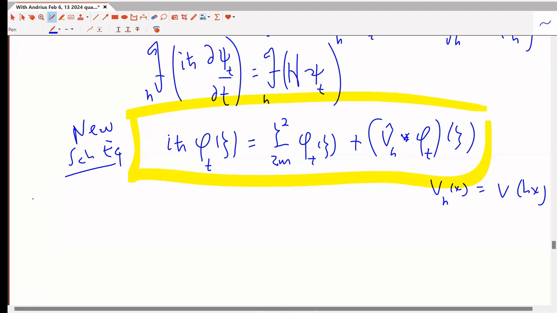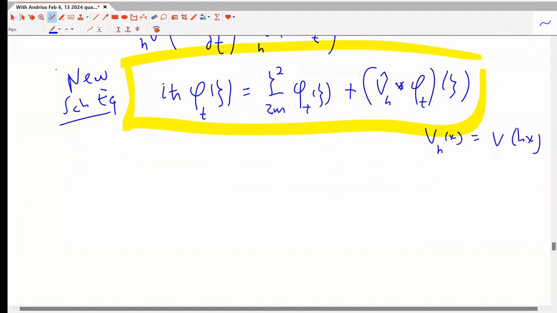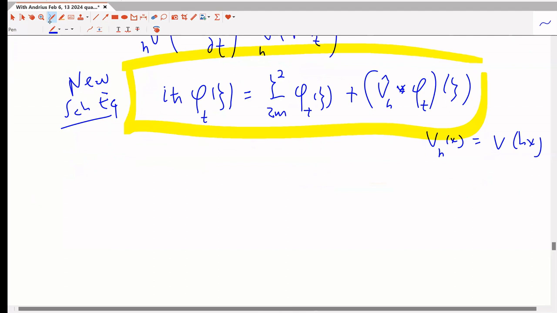Okay. So what is this zeta? Is there some way of interpreting zeta? Well, it sure looks like, in free space, zeta squared over 2m, which makes you think it's momentum. But let's go ahead and verify that in our kosher sense, in the sense of the Born rule.